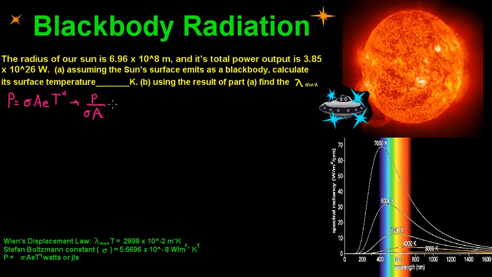So that equals T to the 4th power. Now we're not done yet because we need this T to be just a T, not T to the 4th. So how you can rewrite that is P over sigma times A, the area, and that is going to be to the 1/4 power. Okay, and that's going to give us T.